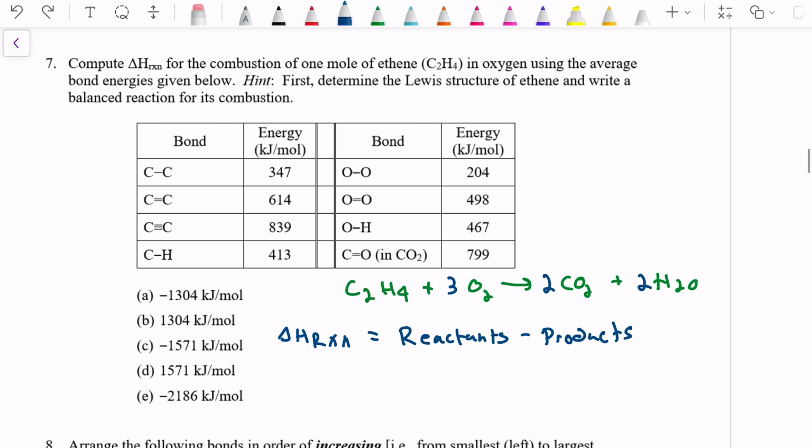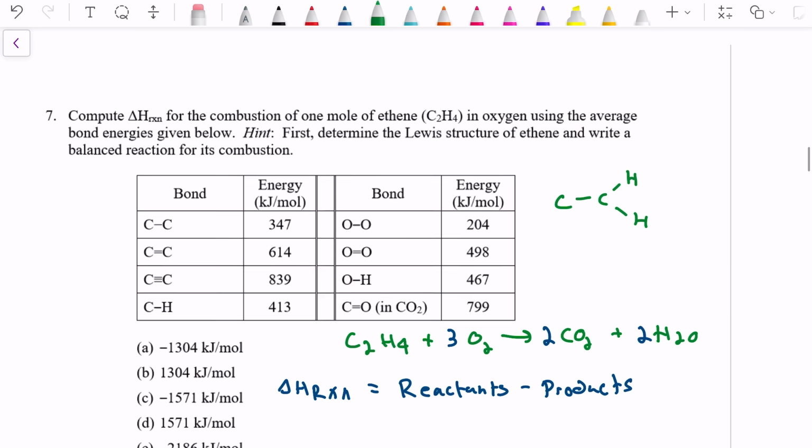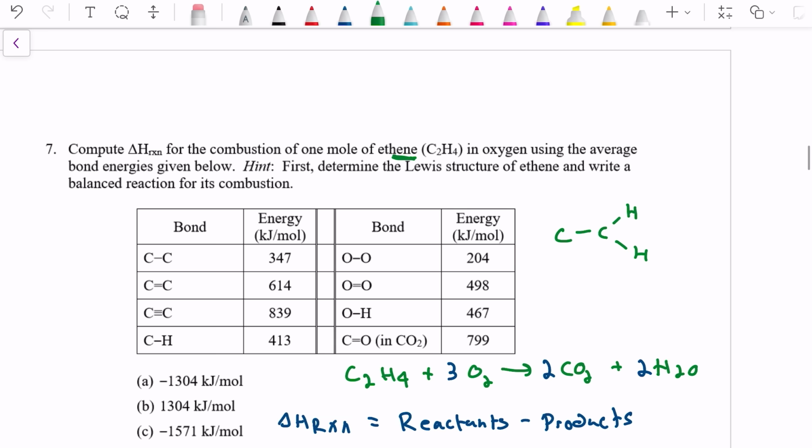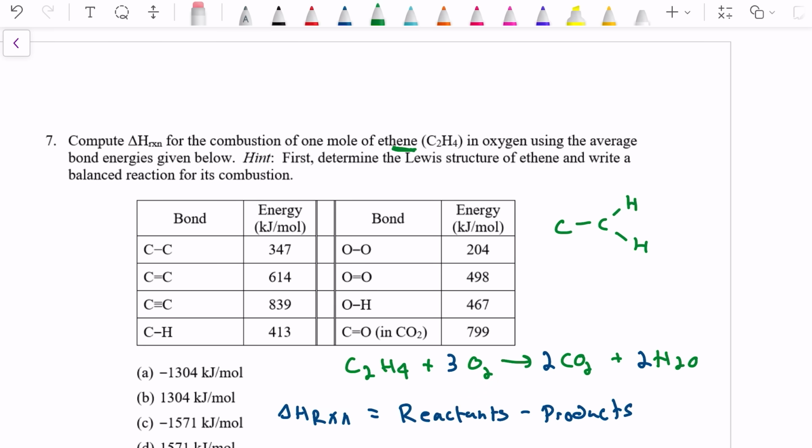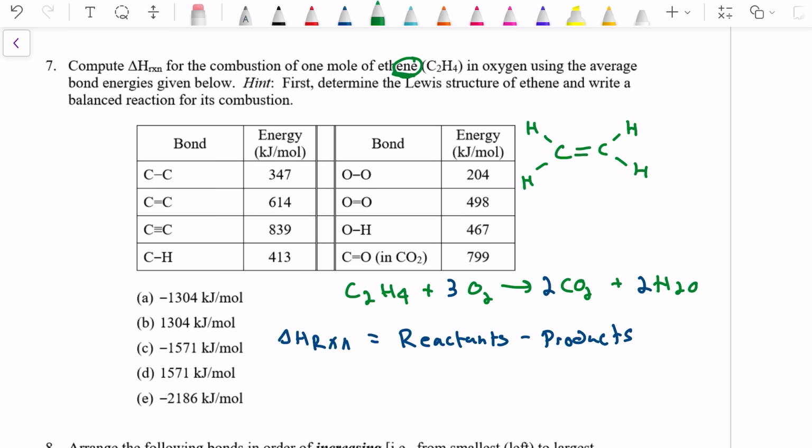Let me first draw the Lewis structure for C2H4 because that will be important. Now, ethene, in case you haven't gone over orgo yet, this little suffix of the ene means it has a double bond. That's just in the name, it implies that. Also, if you try drawing it without a double bond, it won't work. But anyways, that's a Lewis structure for ethene.